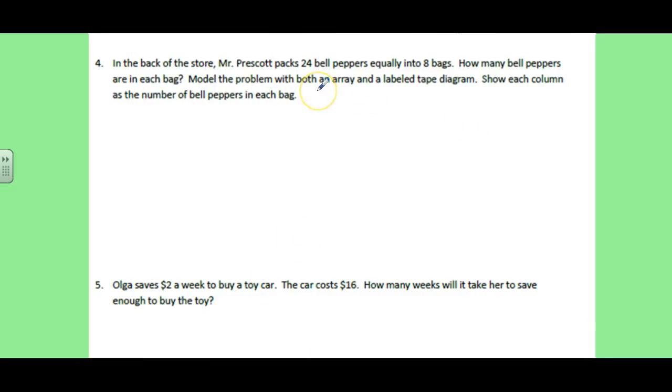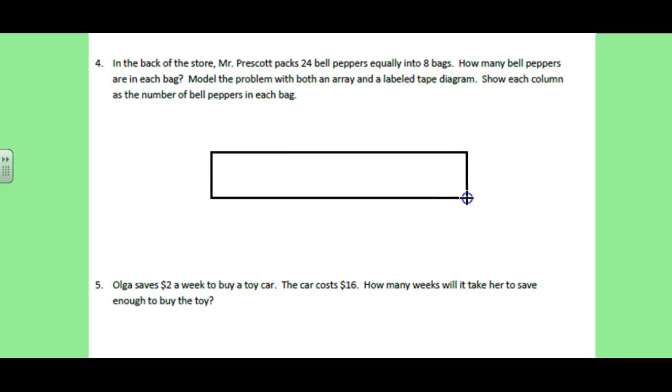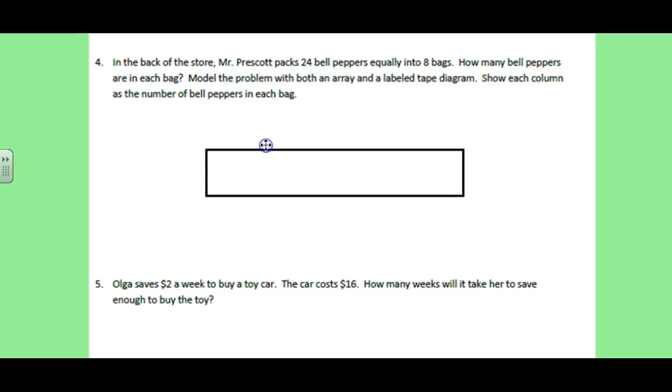On this one, I think I'm going to let you try a lot of it on your own. So we know that we're going to be drawing a tape diagram, so let's go ahead and get our rectangle drawn. And let's take a look at the problem together before I let you try some of it on your own. It says, in the back of the store, Mr. Prescott packs 24 bell peppers equally into 8 bags. So you have to ask yourself, do the 8 bags tell us how many groups, or does the 8 bags tell us how many in each group? And if you answered yourself correctly, then the 8 bags tells us how many groups.